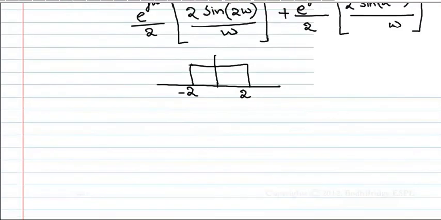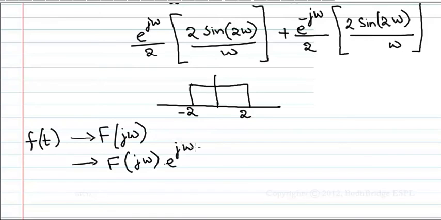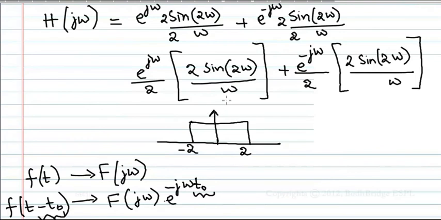Now, if you remember one more property which says that f of t has F of j omega. F of j omega into e power j omega t naught, what will this be? F of t minus t naught has F of j omega into e power minus j omega t naught. Means whatever be the delay, same delay will come as phase here. Therefore, here you have e power j omega into 1. Let me say this is f of t for now. What do you have? F of t plus 1 you should get.